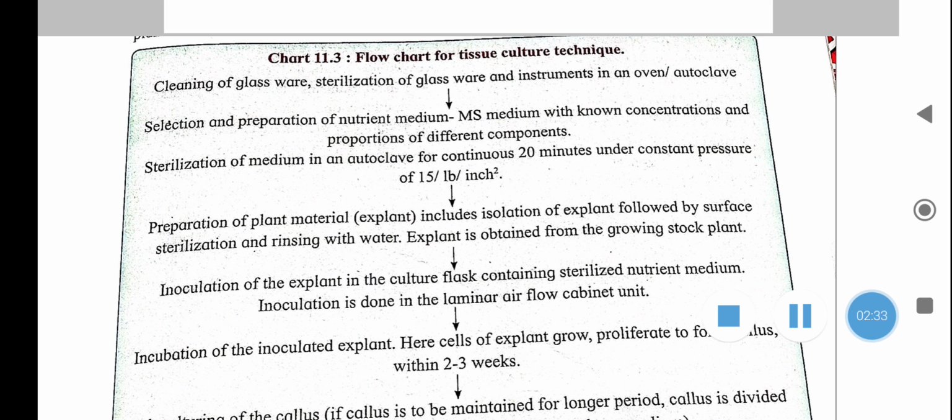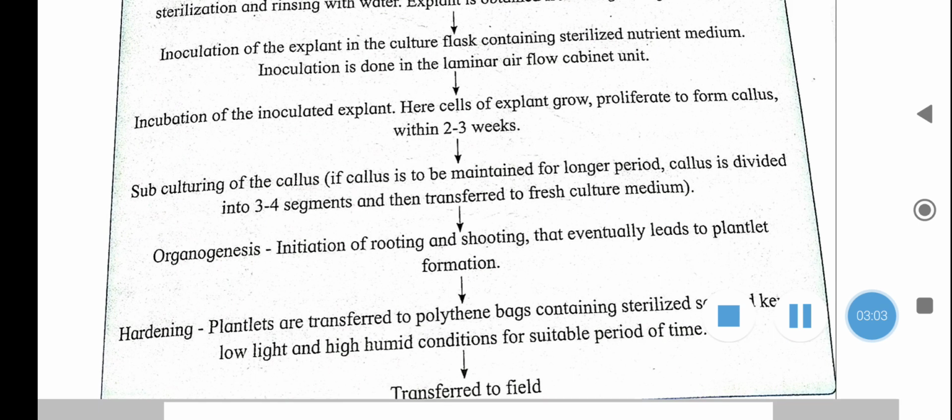Then preparation of plant material or explant includes isolation of explant followed by surface sterilization and rinsing with water. Explant is obtained from the growing stock plant. Then inoculation of the explant in the culture flask containing sterilized nutrient medium. Inoculation is done in the laminar airflow cabinet unit. Now the inoculated plant is incubated, or you can say incubation of the inoculated explant.